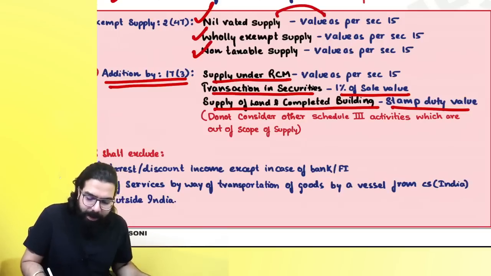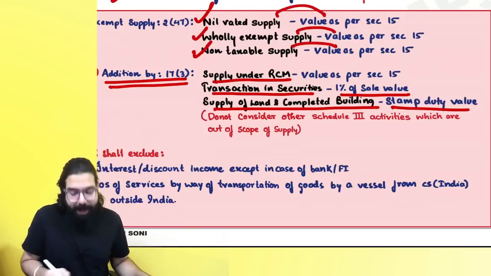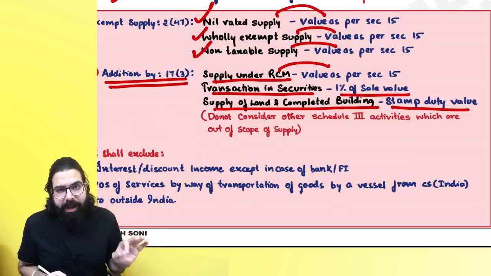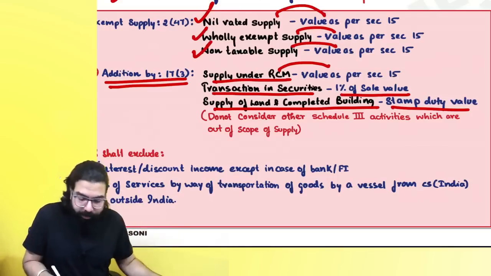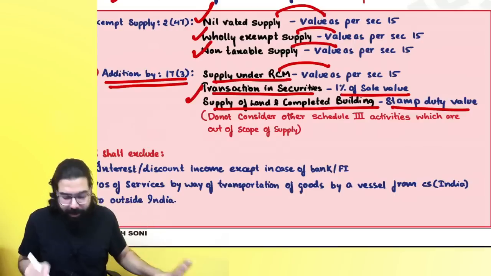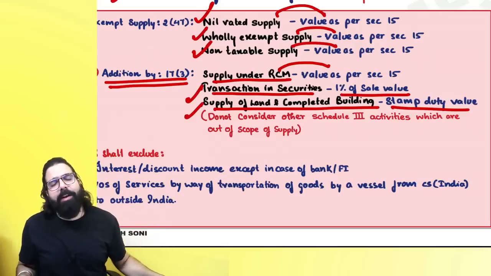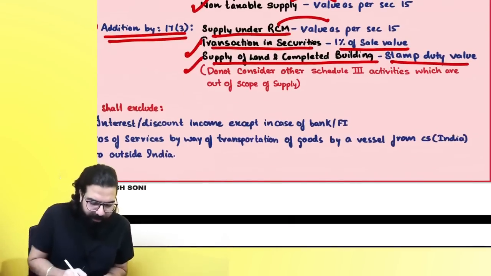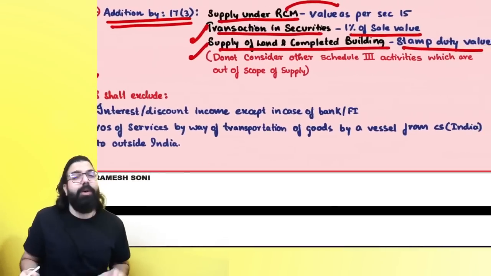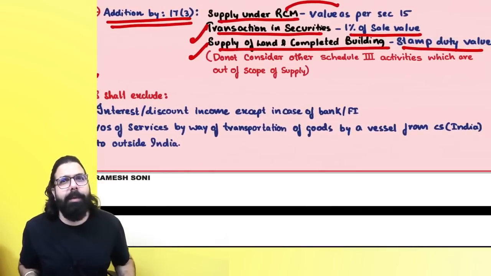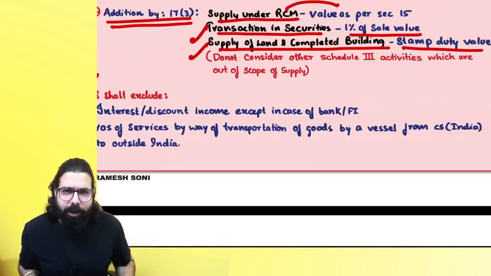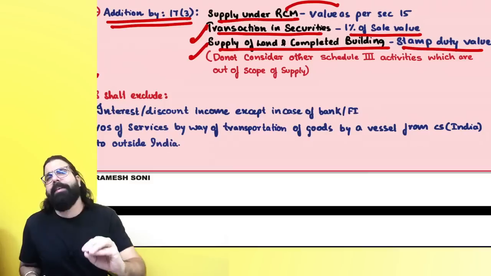Remember: nil rated, wholly exempt, non-taxable supply, and supply done under RCM, always take the transaction value. Transaction in securities, take 1% of the sale value. And supply of land and completed building, take the stamp duty value, and that will be the value of your exempt supply. Now the government is also telling what you can exclude, meaning these things are not to be considered as exempt supply.